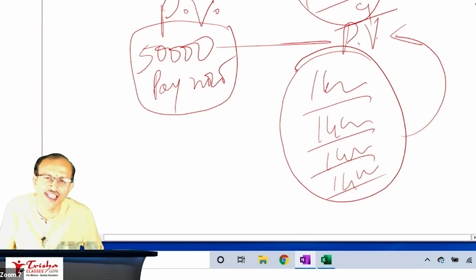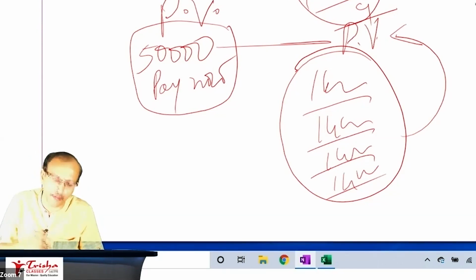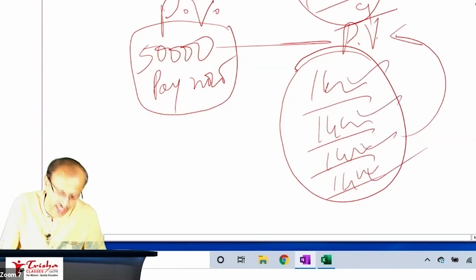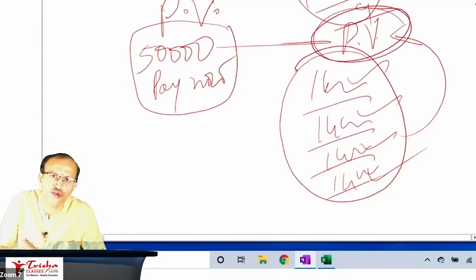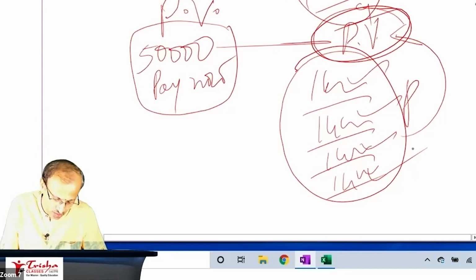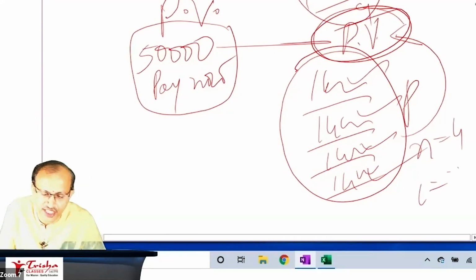If I tell you like this, dear student, I'll give you a loan today. You repay me 56,000 with interest. Can you tell me how do you work out the present value? What is today's value? It is installment, a periodic payment. You know n is equal to 4. You know i is equal to something. What is the present value? Can you do it? What is the loan money? How do you do it?